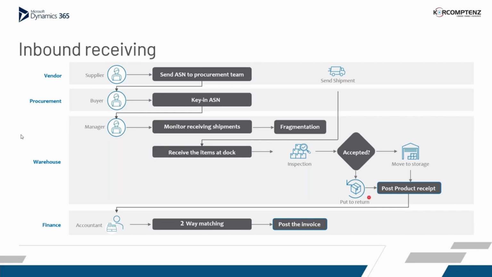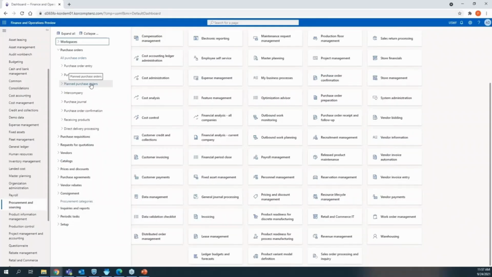And then finally, after whatever items are received in the warehouse, we'll be posting the product receipt. And after that, finance can do the two-way matching, comparing the quantities and the prices that were received, and finally post the invoice. Based on the authorizations or the roles and responsibilities assigned to him, he can see only his options, so that even the data will be very limited as per the roles they have.